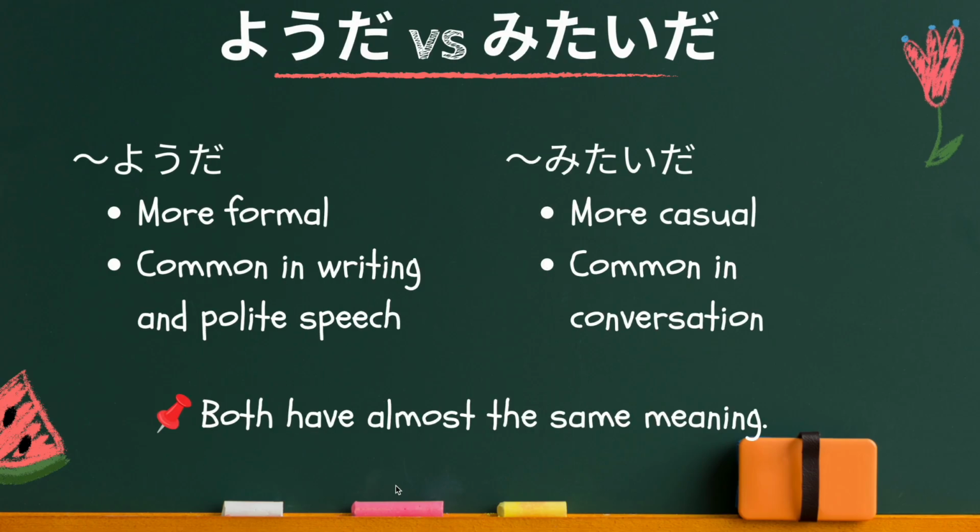The difference between ようだ and みたいだ。ようだ is more formal, and it is common in writing and polite speech. On the other hand, みたいだ is more casual, and it's common in conversation. Both have almost the same meaning. The main difference is that ようだ is more formal, みたいだ is more casual.